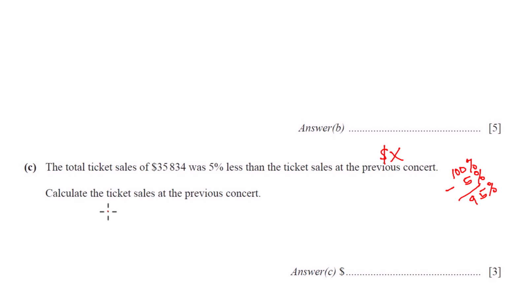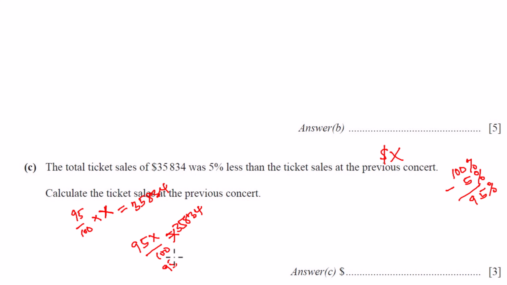So they are saying that 95%, which is 95 over 100 of the previous concert, is going to be this new value, which is 35,834. Let me make it clear. So I'm saying 95x over 100 is equal to 35834. Let's go ahead and cross multiply.